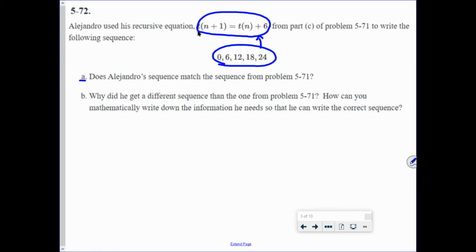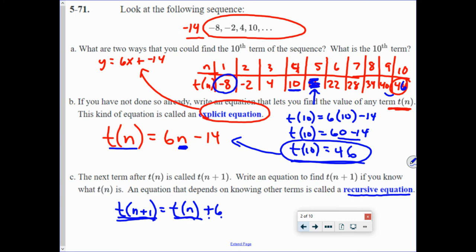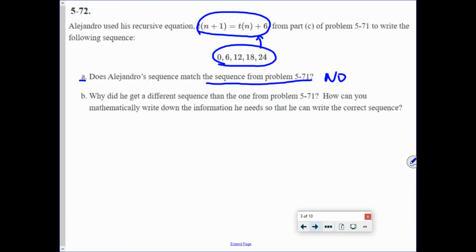Does Alejandro's sequence match the sequence from problem 571? Does it match the sequence we were just using? No. So what's going on here? Question B, why did he get a different sequence than the one in problem 571? Mathematically, both of them are correct, right? To get the next term, I do the current term plus 6. So negative 8 plus 6 is negative 2, and negative 2 plus 6 is 4, and 4 plus 6 is 10, and so on. That's correct, but so is his.